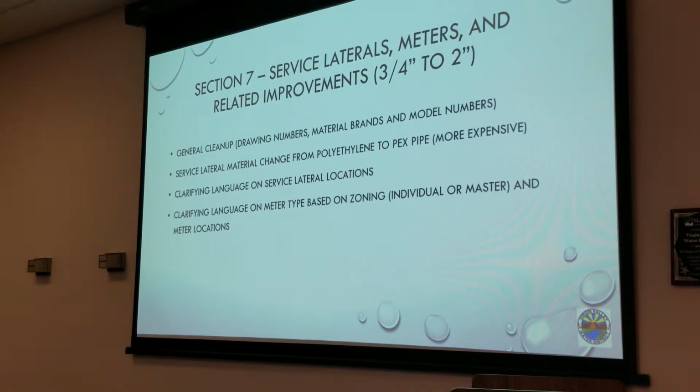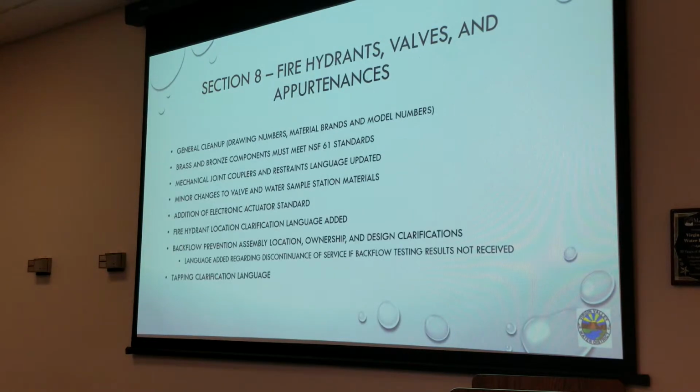And then clarifying language on service lateral locations, and clarifying language on the meter types, whether it's master metered or individual metered, based on zoning, for the City of Mesquite and Clark County to be able to decide what locations those are.